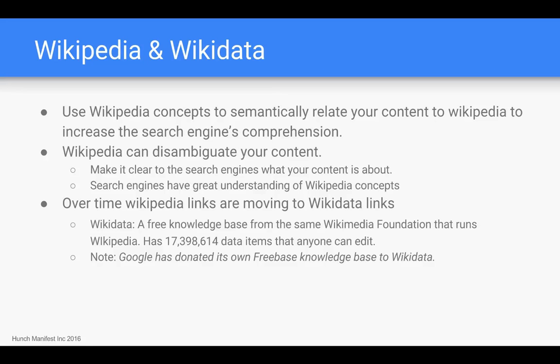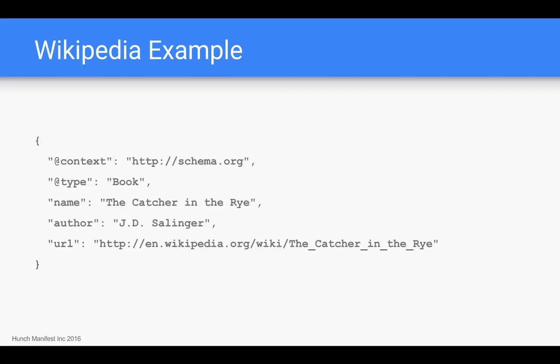So you can know that it's got a lot of data now, and as well it's got the support of the community. So here's an example. If you're talking about a book, you can use the URL to link to Wikipedia. So The Catcher in the Rye, and here you have the URL of the Wikipedia. And over time, I would expect to see more people linking to the Wikidata URL for that same concept. And there are other ways in which you can do that lookup, but for the moment, here's the Wikipedia, and that's just fine.